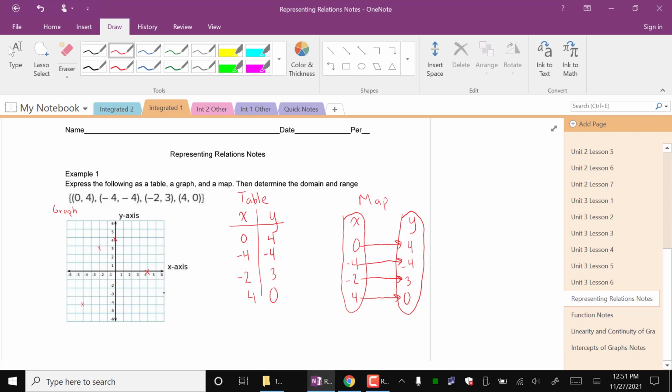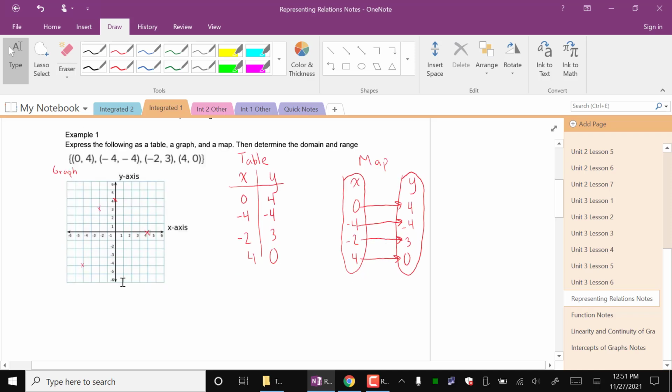So now what I'm going to do is list all the domain values and all the range values. Your domain values are your x values. Your range values are your y values. So I can get those from the table, I can get those from the map, or I can get those from the graph. The domain for this is 0, -4, -2, and 4.